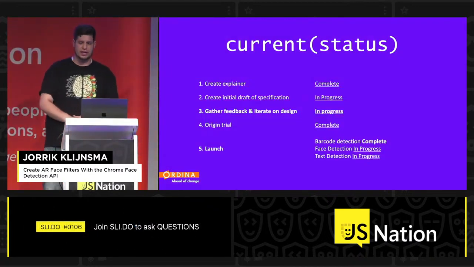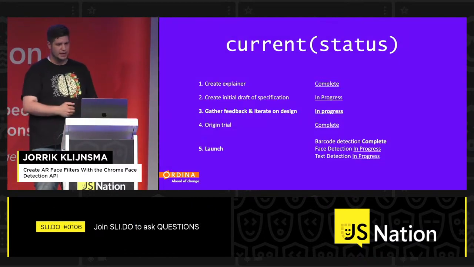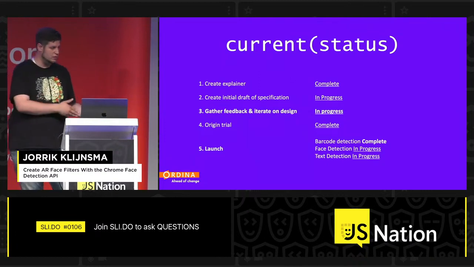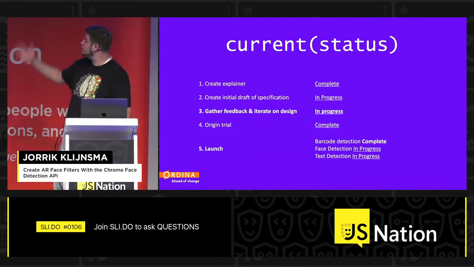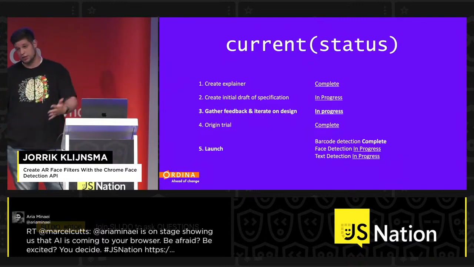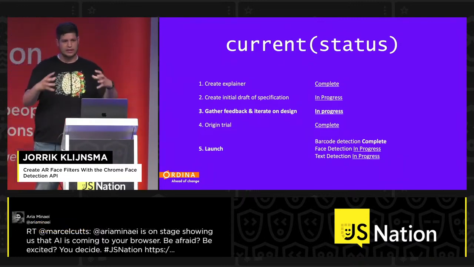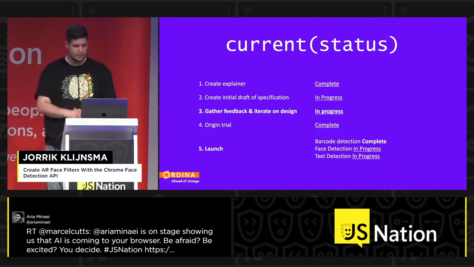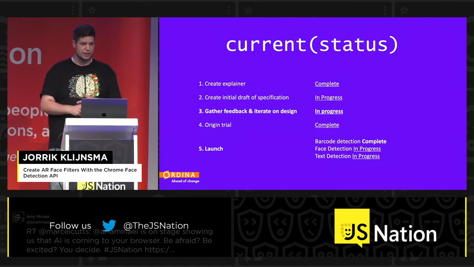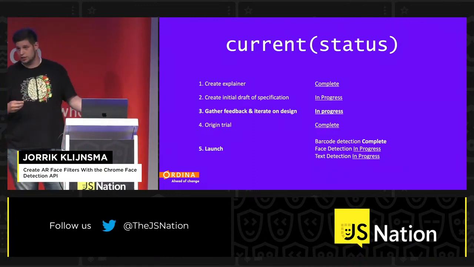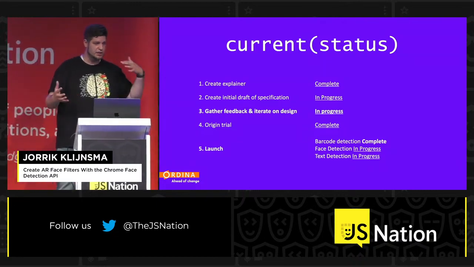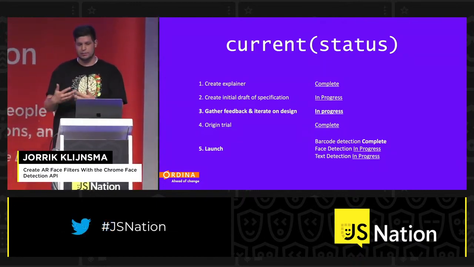This Chrome face detection API is behind a feature flag, meaning it's not usable right out of the box. There's a process for this Shape Detection API. The Chrome face detection API is part of that bigger Shape Detection API. It includes text detection and also barcode detection. The barcode detection is already done. It's ready to use for everyone. But face detection and text detection are still being developed.